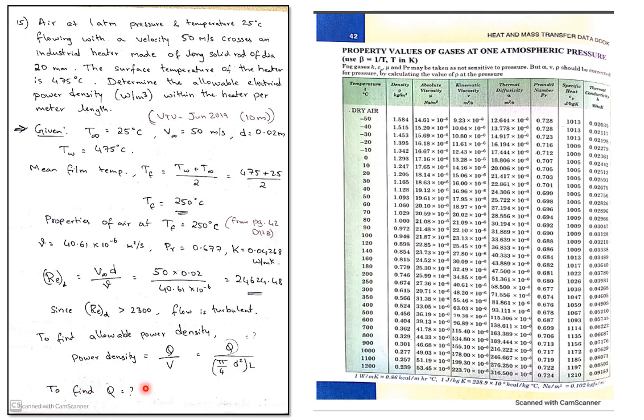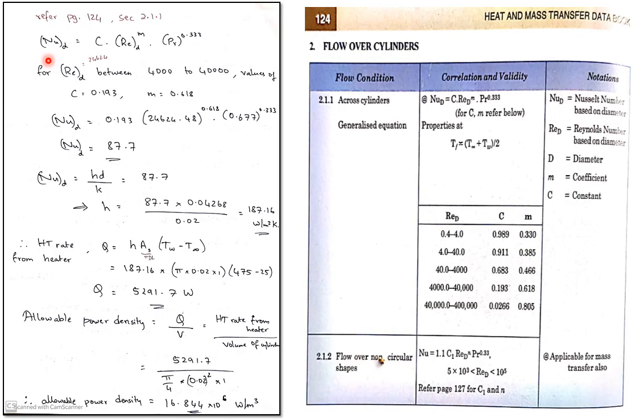Next, here the unknown value is Q. How to find the value of Q? The same procedure as in the previous problem. You can go to page number 124, because the type of material is a cylinder. From here we get the Nusselt number in terms of Reynolds number and Prandtl number related to flow over cylinders. Same procedure, we need to find the values of C and M with respect to the Reynolds number.